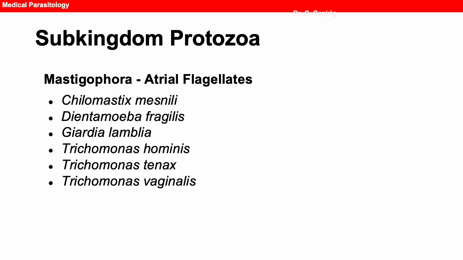For the Mastigophora, we have the atrial flagellates. Under here are the Chilomastix mesnili, Dientamoeba fragilis, Giardia lamblia, Trichomonas hominis, Trichomonas tenax, and Trichomonas vaginalis. Giardia lamblia, as I've mentioned, is the causative agent of giardiasis. Trichomonas vaginalis causes Trichomonas vaginitis infection, which is a very common sexually transmitted disease.